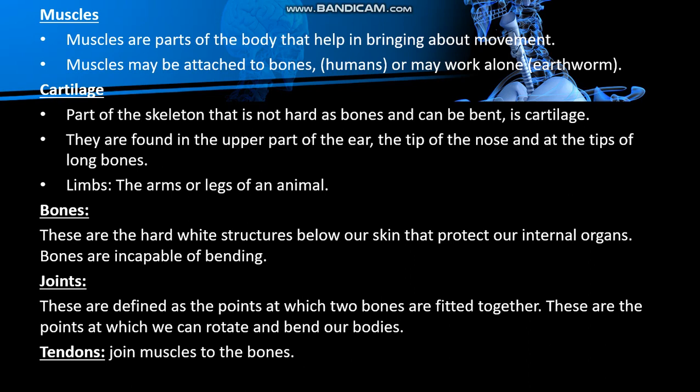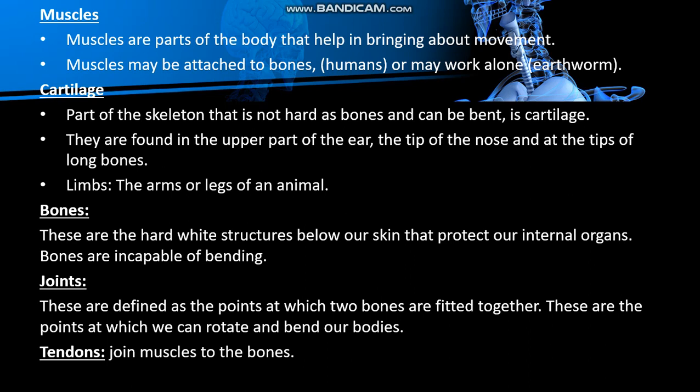Muscles. Let's see the definition of the muscles. Muscles are part of the body that help in bringing about movement. Muscles work in pairs and carry out contraction and relaxation. Cartilage is the part of the skeleton that is not hard like bones and can be bent. They are found in the upper part of the ear, tip of the nose and the tip of the long bones.